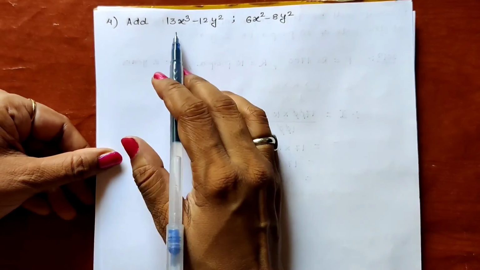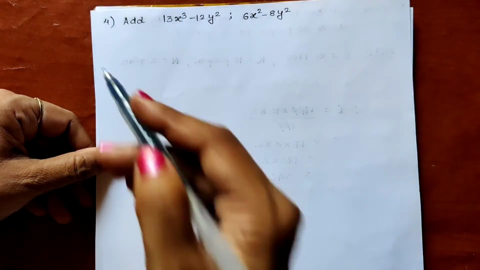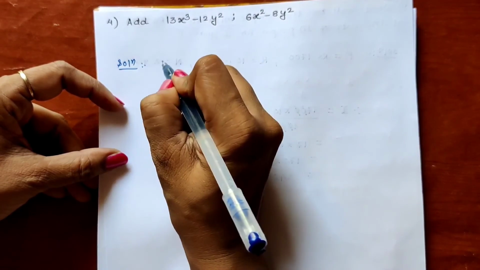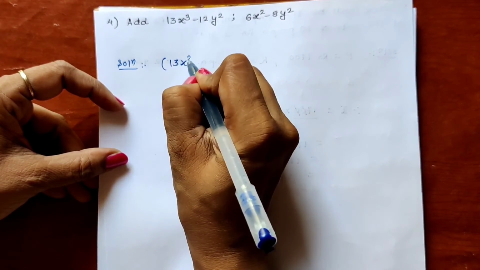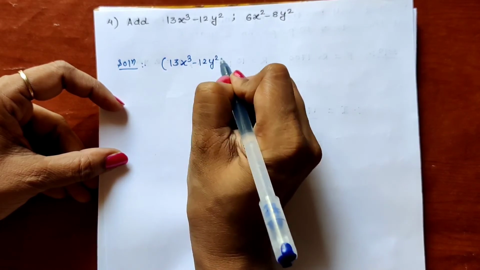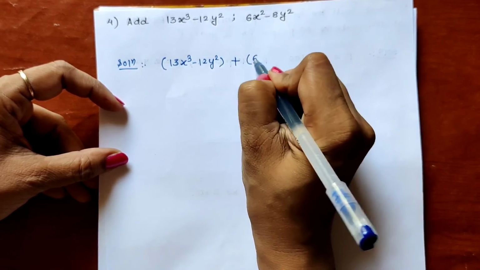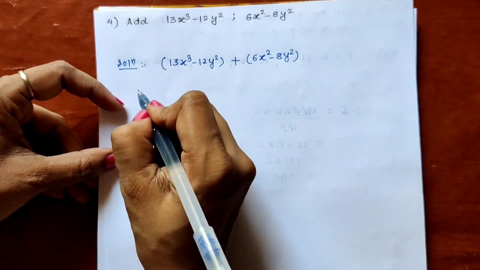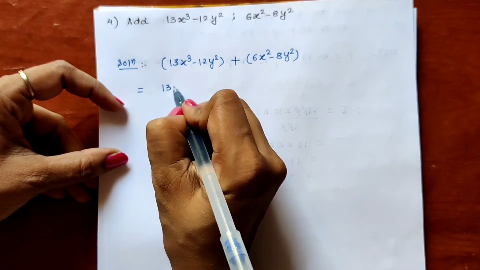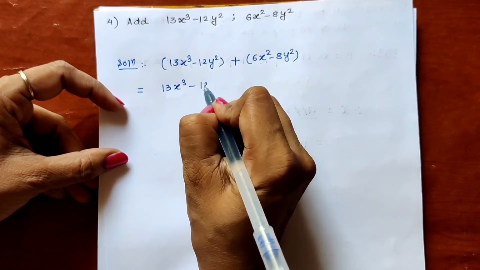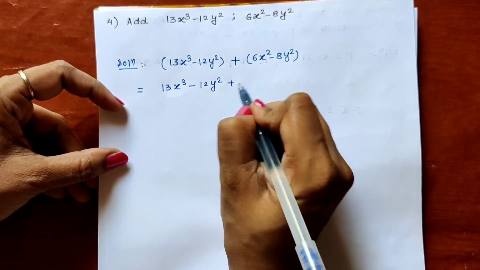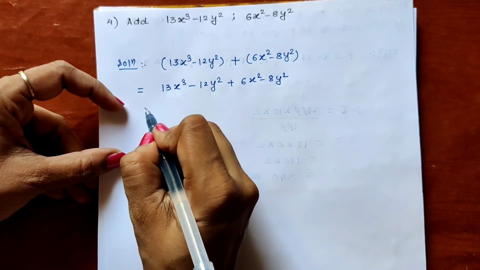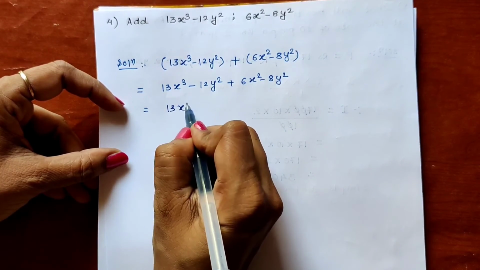There is addition of two algebraic expressions. So let us solve. Solution: 13x cube minus 12y square plus 6x square minus 8y square. This is horizontal arrangement we are solving. So take out the brackets. We are taking out the brackets in the next step. In the next step, we will be writing the like terms together.